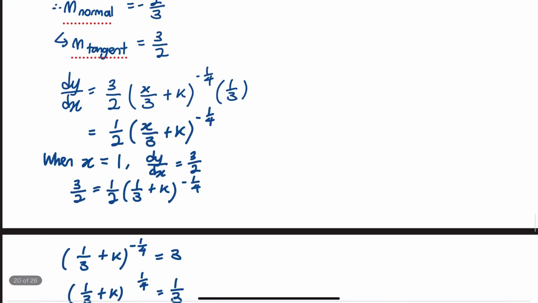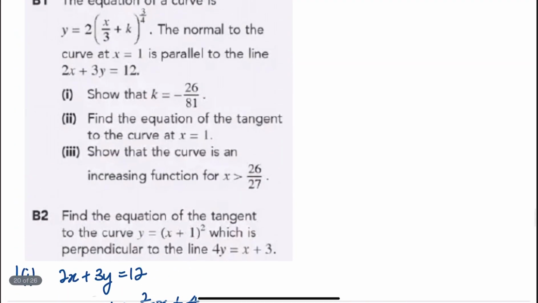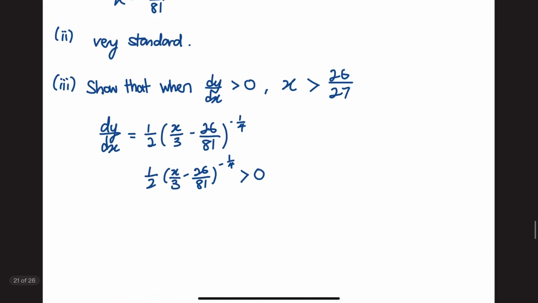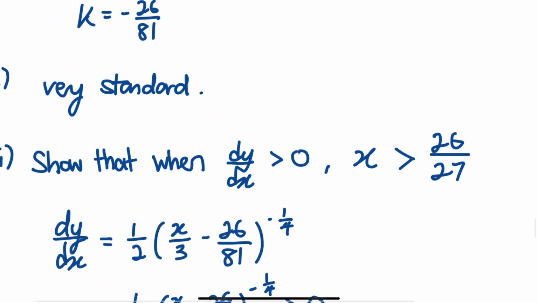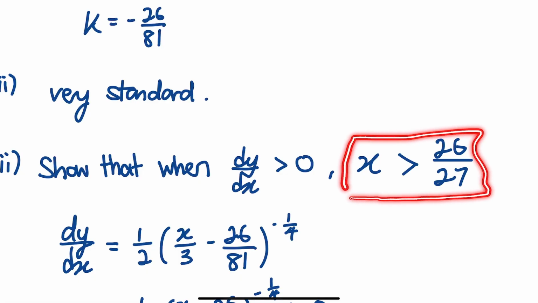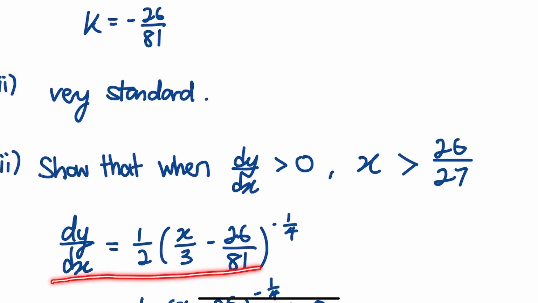Part 2 is a very standard question. The question says, find the equation of tangent to the curve when x equals 1, so I will not go through it. I'll focus on part 3 here. Show that the curve is an increasing function for x greater than 26 over 27. The question is asking us to show that when my dy over dx is strictly greater than 0, the range of values for x is strictly greater than 26 over 27. So I know that my dy over dx is given by this equation over here.